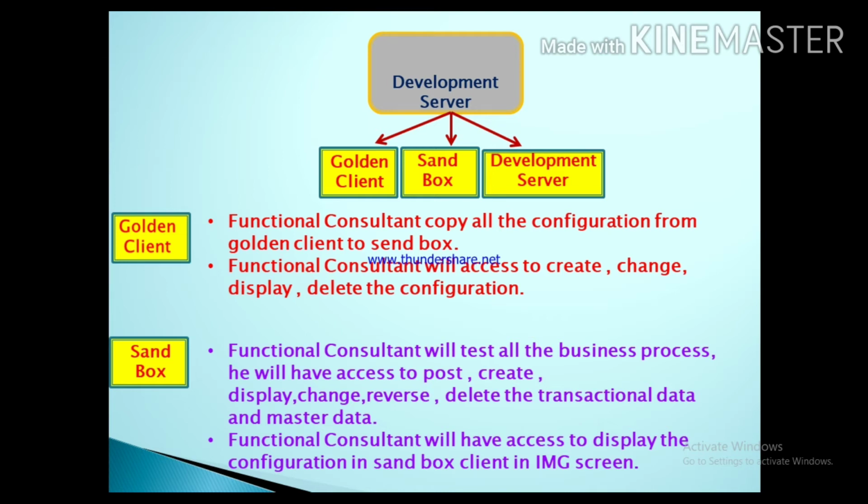Friends, in easy language, the golden client is a system in which SAP is installed. In a development server, the basis consultant installs SAP in three systems, and each system is known as a client. The first client is named golden client, the second is sandbox client, and the third is development client. I hope you understand what the golden client means. It is the name of an SAP system.